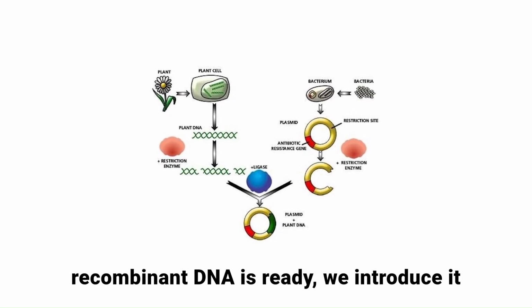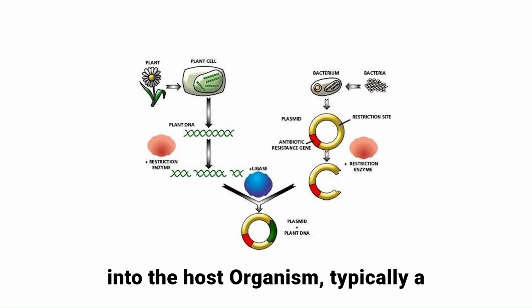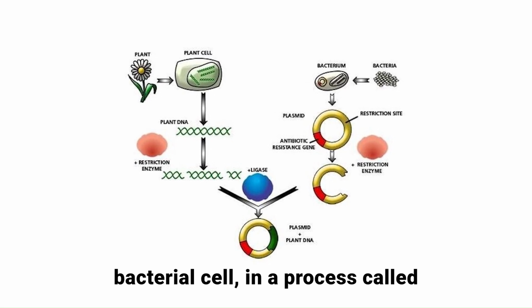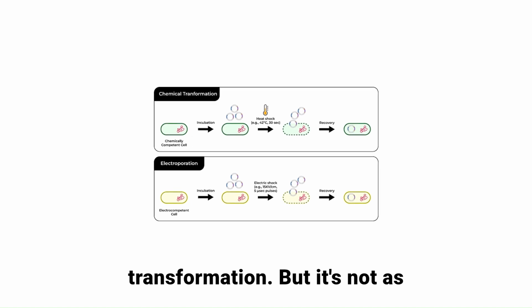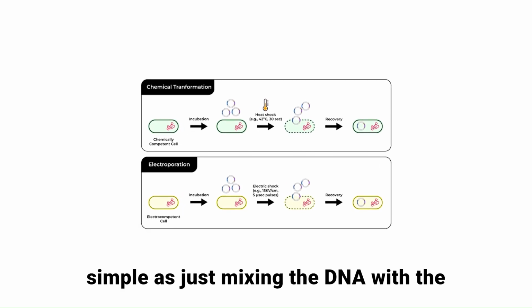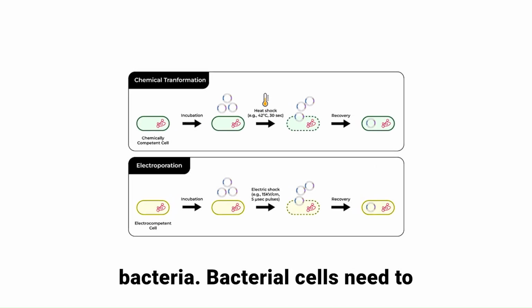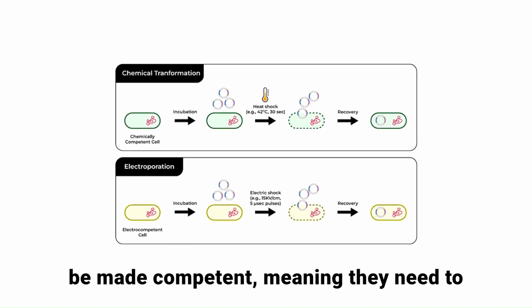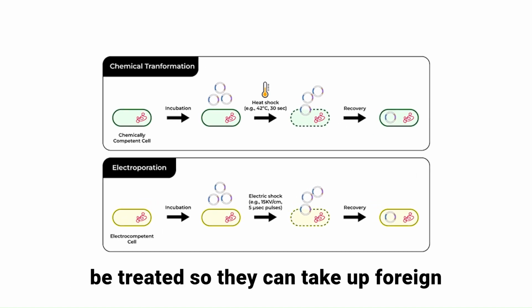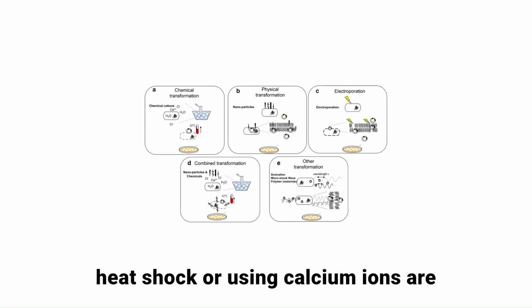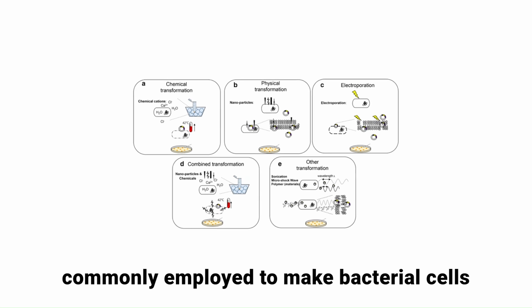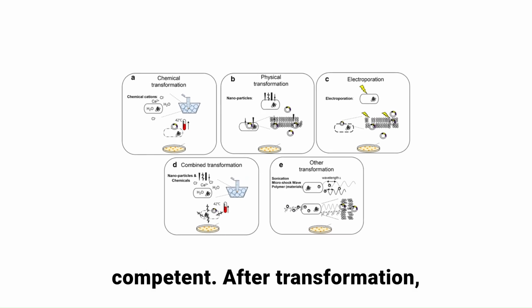Once the recombinant DNA is ready, we introduce it into the host organism, typically a bacterial cell, in a process called transformation. But it's not as simple as just mixing the DNA with the bacteria. Bacterial cells need to be made competent, meaning they need to be treated so they can take up foreign DNA efficiently. Methods like heat shock or using calcium ions are commonly employed to make bacterial cells competent.